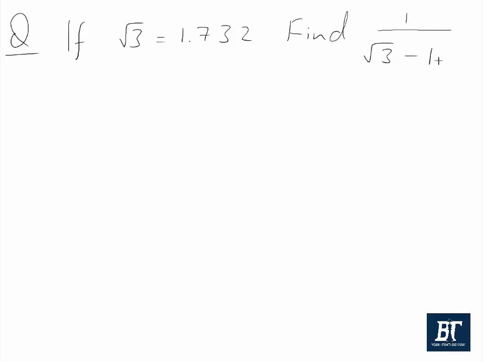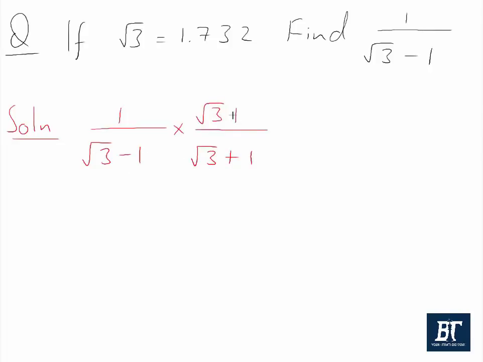Next question is, if root 3 equals 1.732, find 1 by (root 3 minus 1). So if you directly try and substitute the value of root 3 here, it will be difficult to divide 1 divided by decimal numbers. So instead we can first rationalize the denominator. So 1 by root 3 minus 1, we can rationalize the denominator by multiplying this by its conjugate, which is root 3 plus 1, and then balancing it.